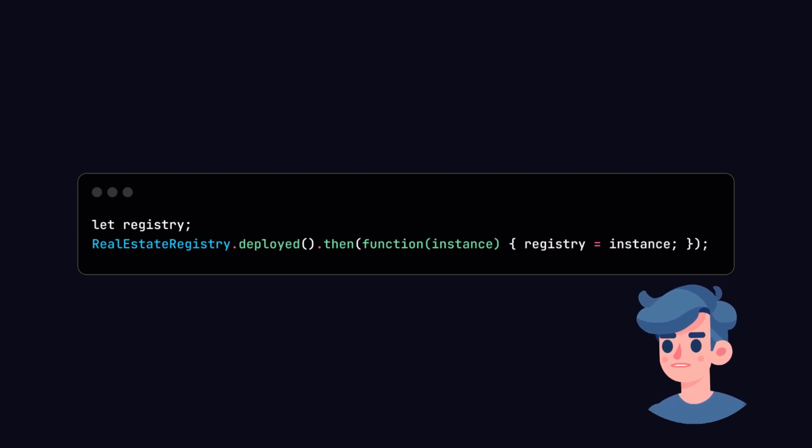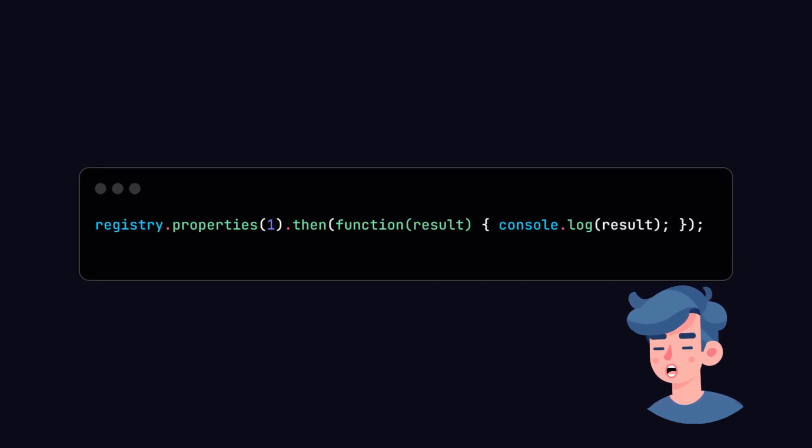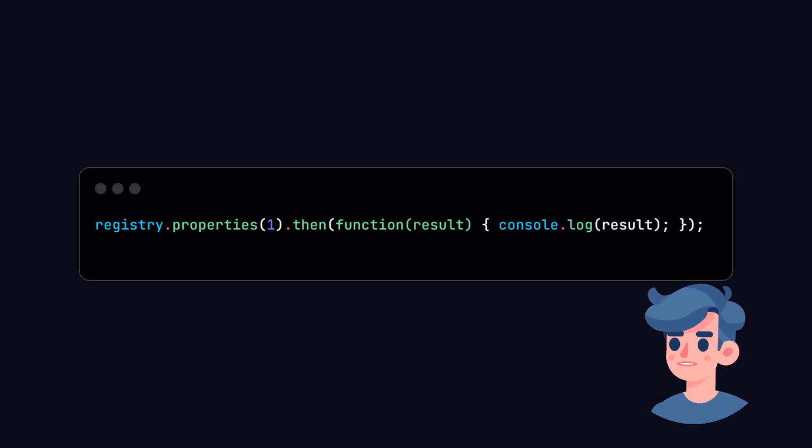First, let's get the deployed contract instance. Now, let's create a property. Call the createProperty method with a location of your choice. Let's verify that our property has been created. We can check the property's mapping by retrieving the property using its ID.